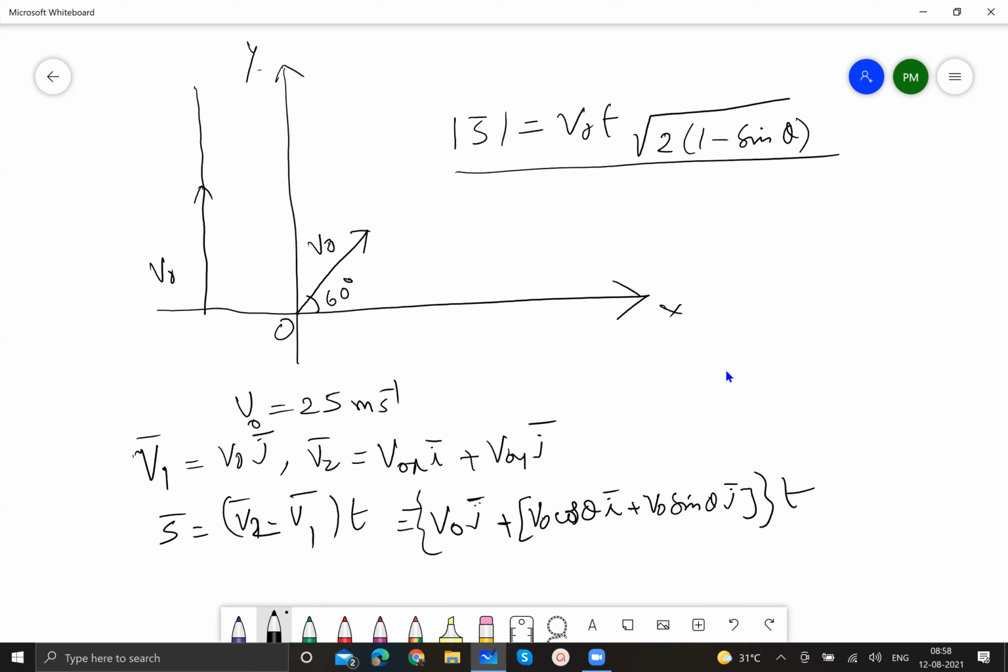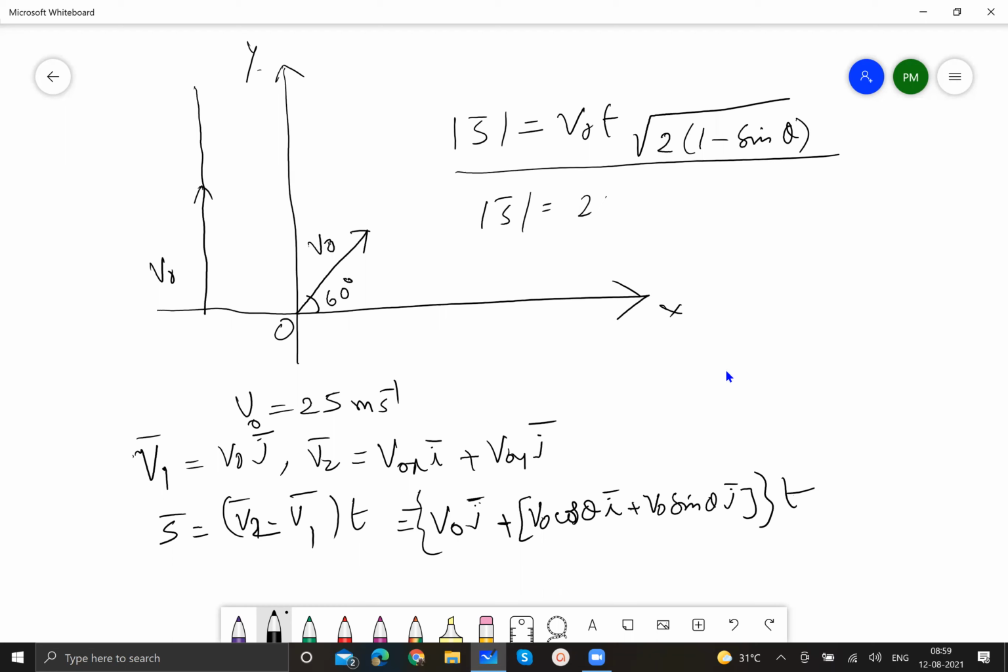So A x I plus A y J, mod A is root of Ax square plus Ay square. So that sin square theta plus cos square theta will become 1. And finally you are left with this: V naught T into root of 2 into 1 minus sin theta.